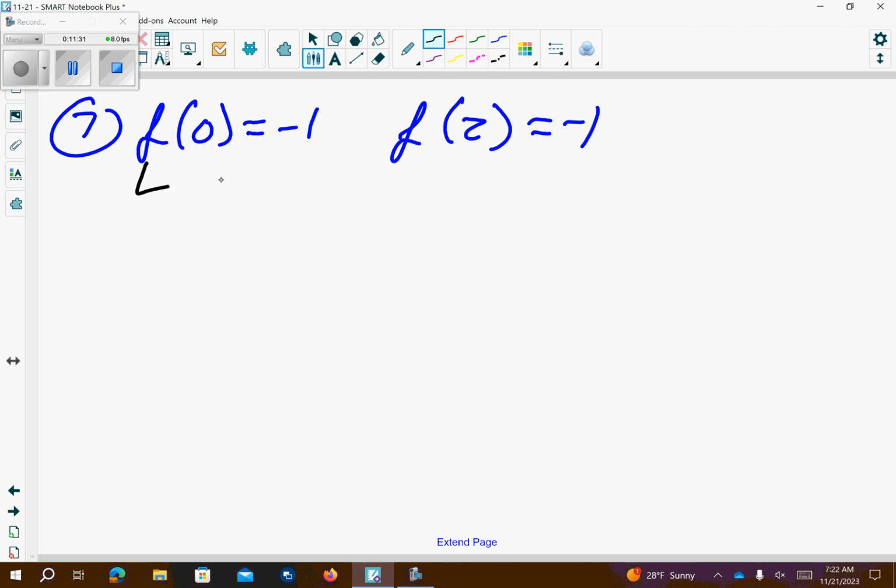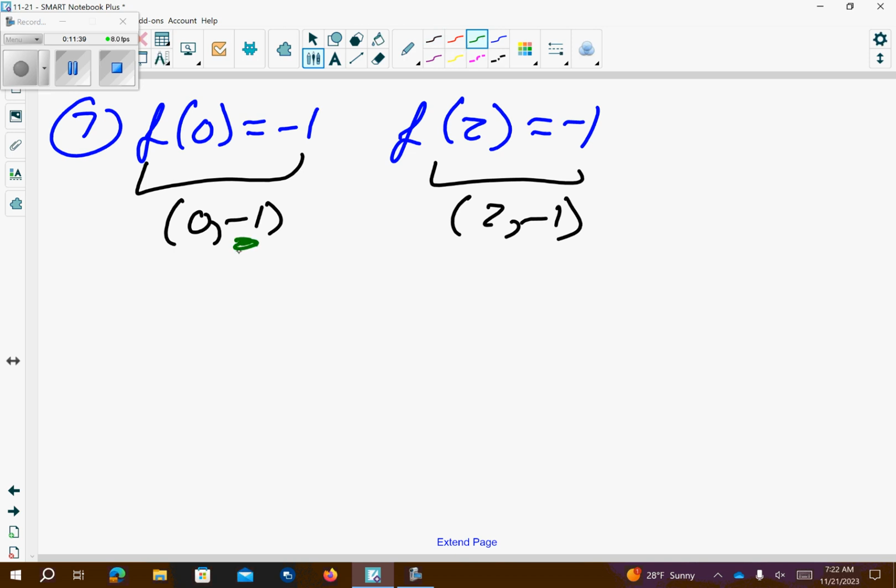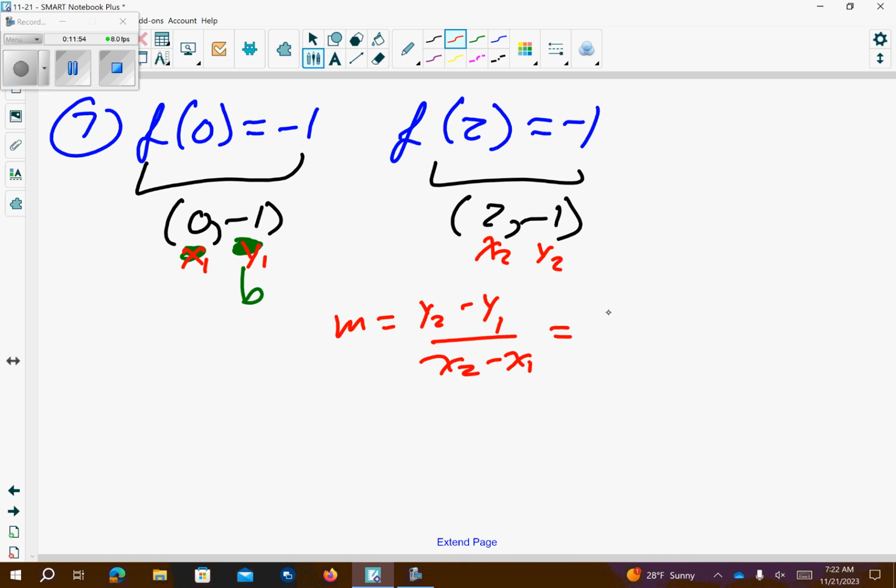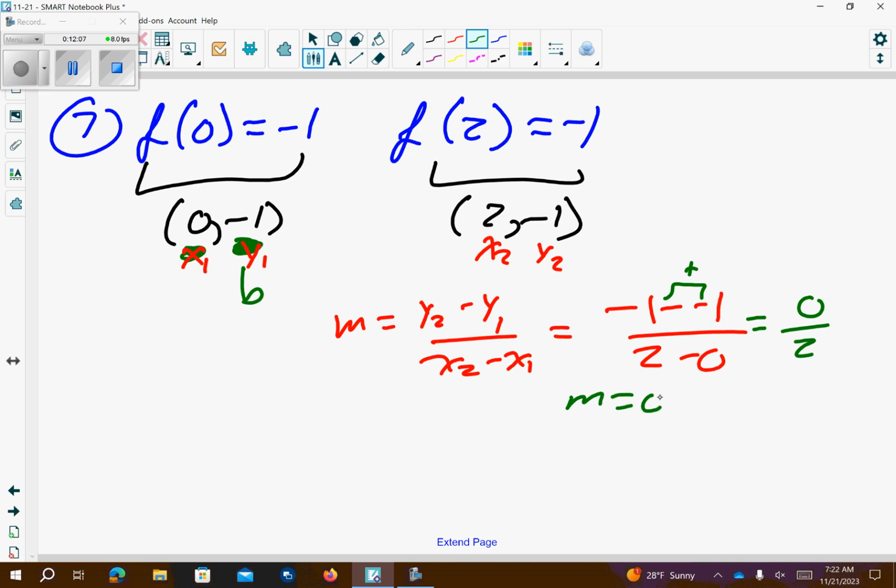Number 7 is done similar. Realize that gives me the point 0, negative 1. This gives me the point 2, negative 1. This is my y-intercept. Okay, that's my b value because that's a 0. Let's figure out our slope. x1, y1, x2, y2. Slope equation is y2 minus y1 over x2 minus x1. So I'm going to get negative 1 minus negative 1 over 2 minus 0. The two negatives give me a positive, so negative 1 plus 1 is 0. 0 over 2 is equal to 0. So I get a slope of 0.